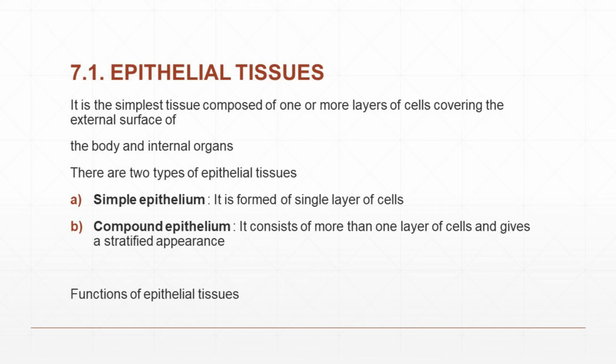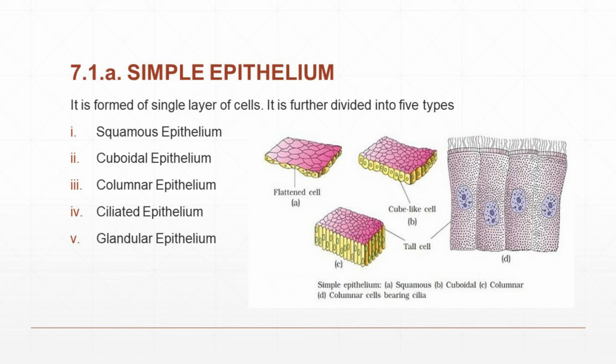Now let us learn elaborately about simple epithelium and compound epithelium. First, let us learn about simple epithelium. It is formed of a single layer of cells. Simple epithelium is further divided into 5 types. One is squamous epithelium. Next, cuboidal epithelium. Next is columnar epithelium. Next is ciliated epithelium. The last one is glandular epithelium. Let us read one by one.